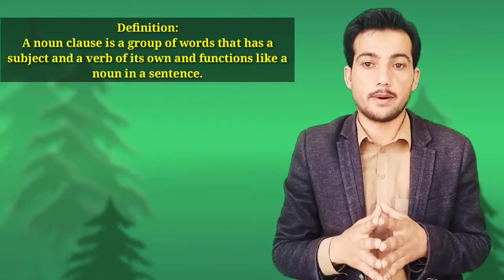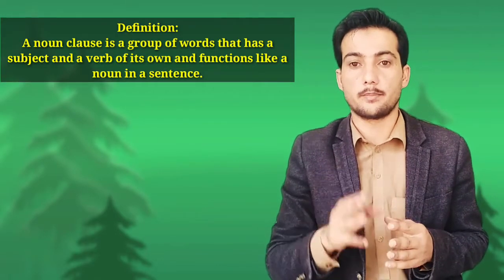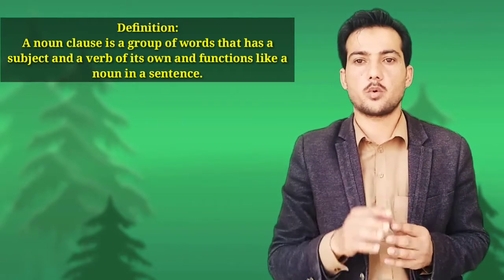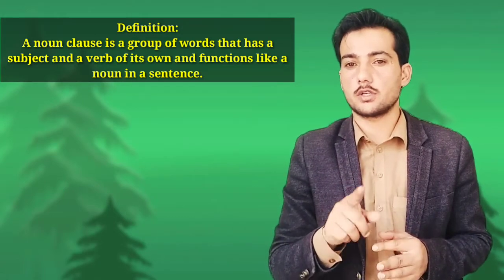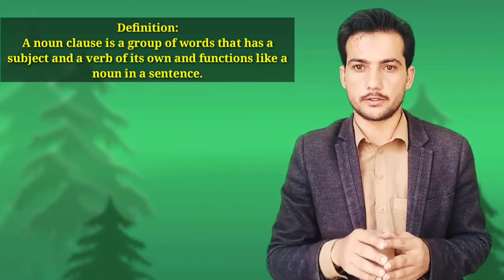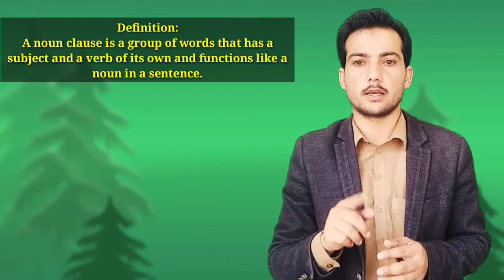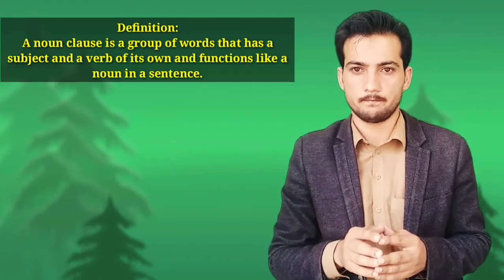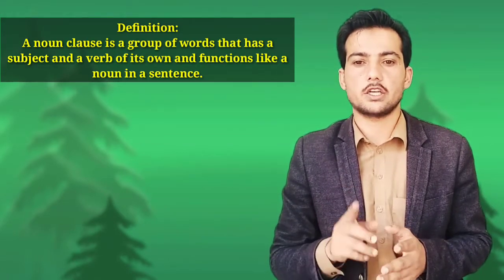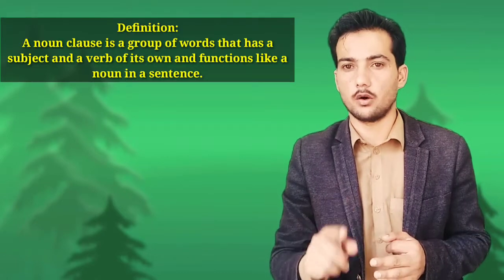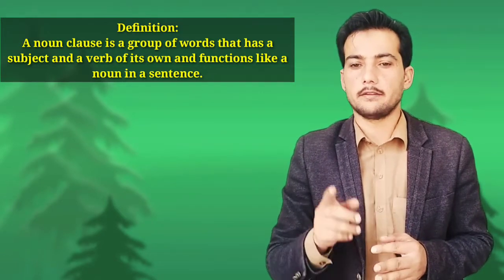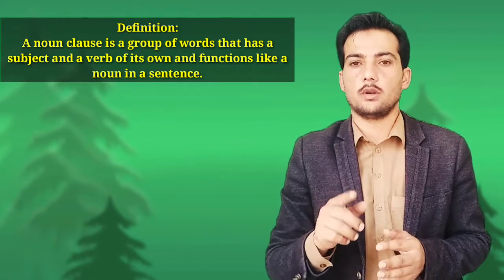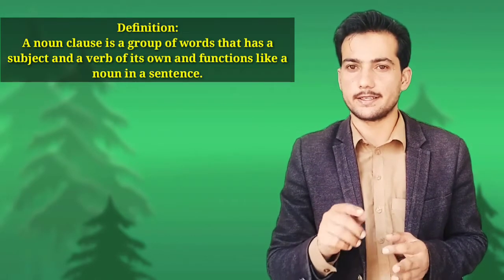Okay, if you just keep in mind this definition, it gives us three important points. The first point is that a noun clause will be a group of words. It means that a noun clause will consist of more than two words. The second thing is that it will consist of a subject and a verb. And the third thing is that it will function like a noun in a sentence.